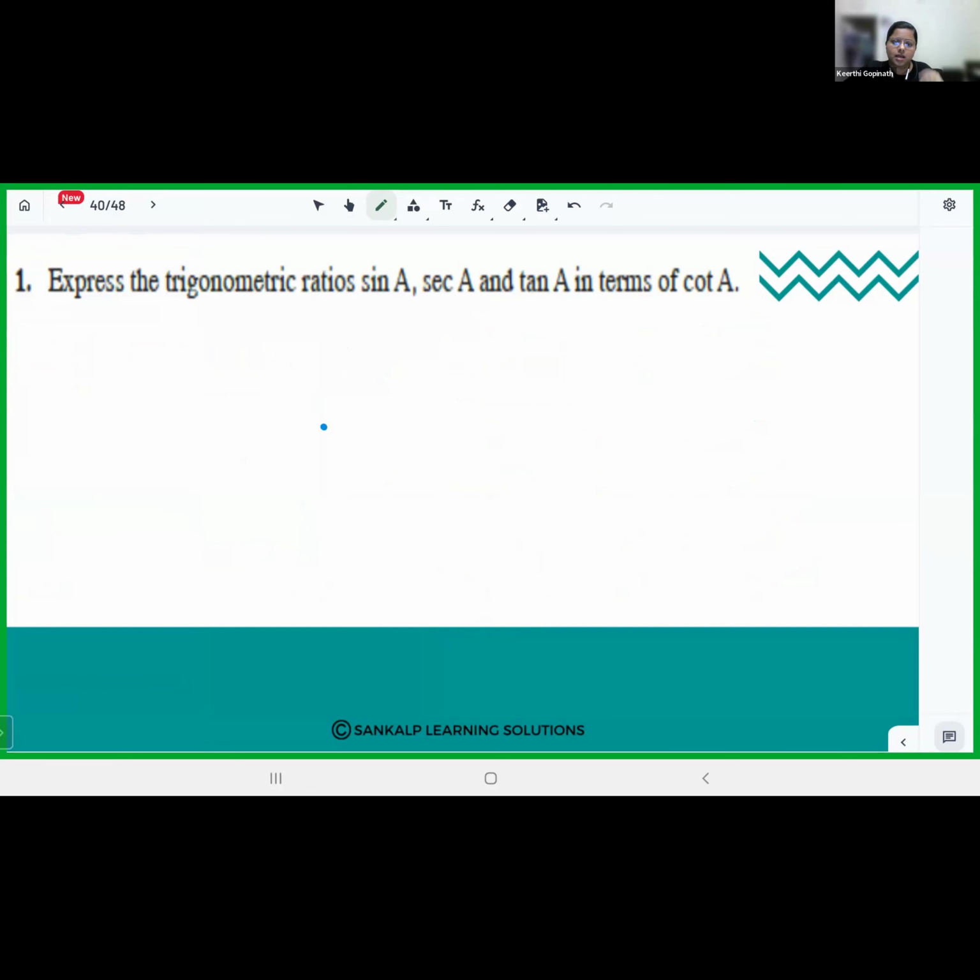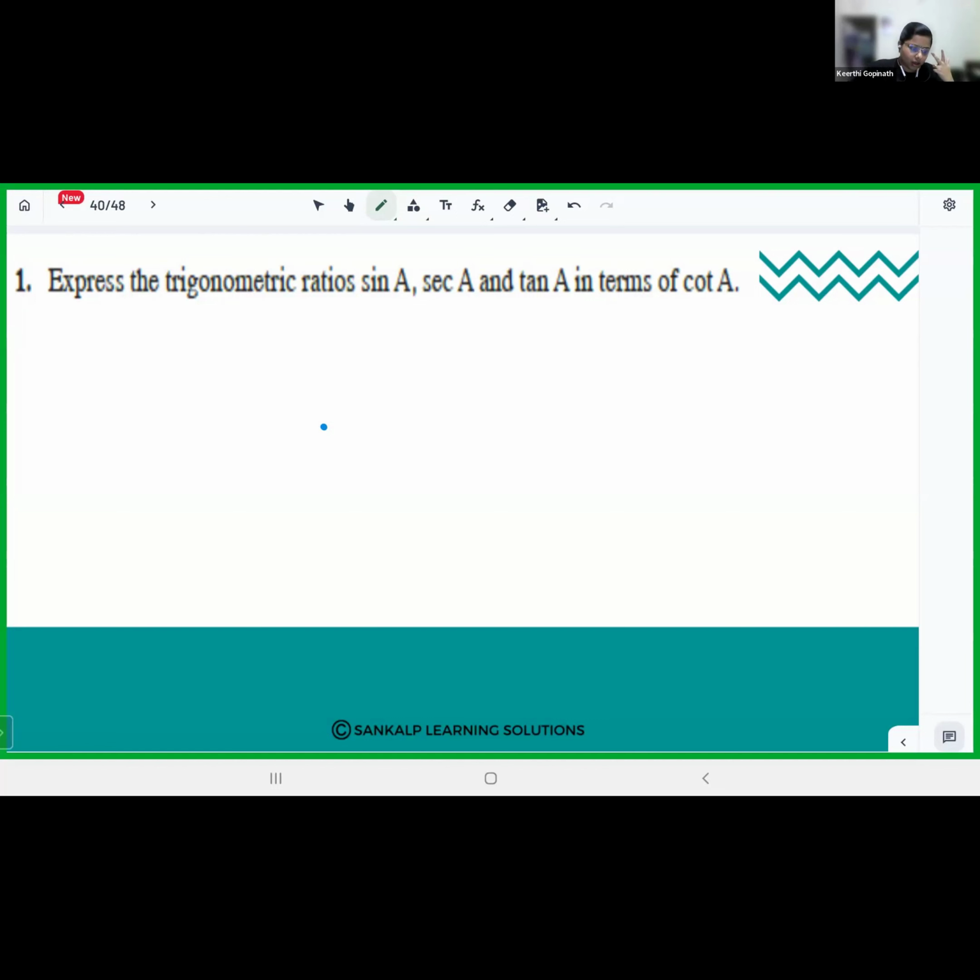So how will you do that? Is there any trigonometric identity directly connecting sin A and cot A? In the previous slide that I showed, was there any identity connecting sin A and cot A? No, right. We have the identity cos square A plus sin square A is equal to 1, and 1 plus tan square A is equal to sec square A, and 1 plus cot square A is equal to cosec square A.